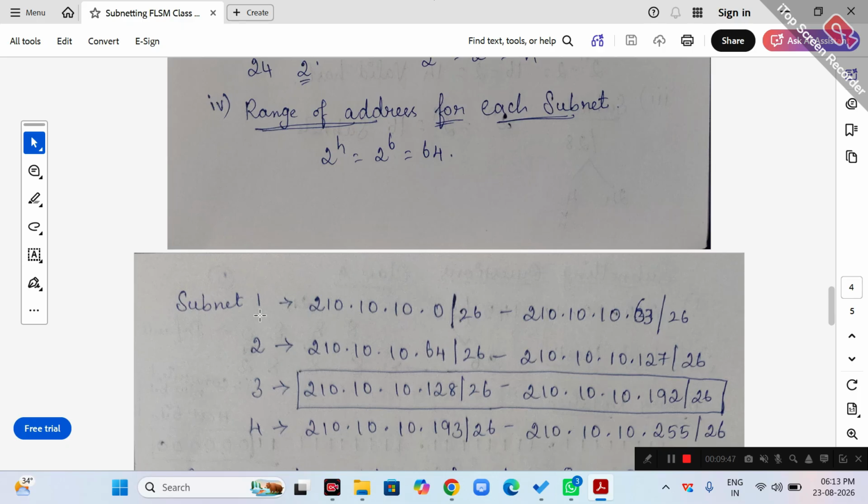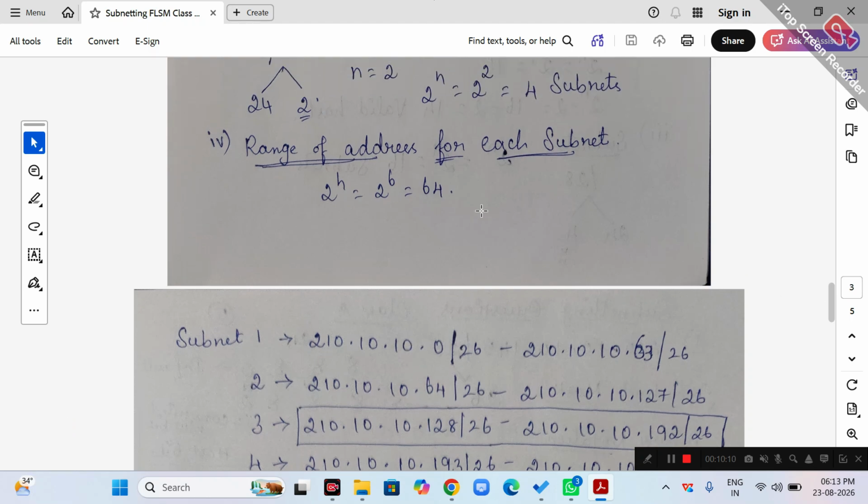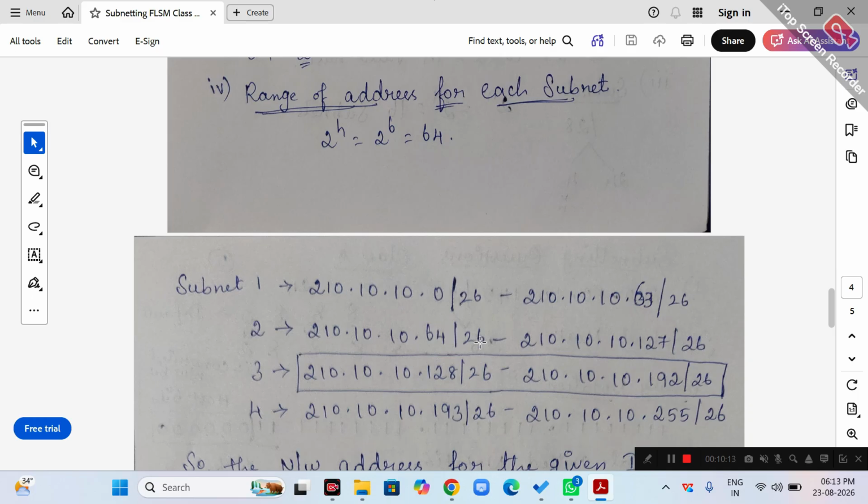For example, the first subnet starts with 0, so the second subnet starts with 64; you add 64 to 0. For the third subnet, the network address is 64 plus 64, which is 128. For the fourth subnet, 128 plus 64 is 192. So a total of 4 subnets are there in the network, and up to 4 we stop. This is the network address for each and every subnet.